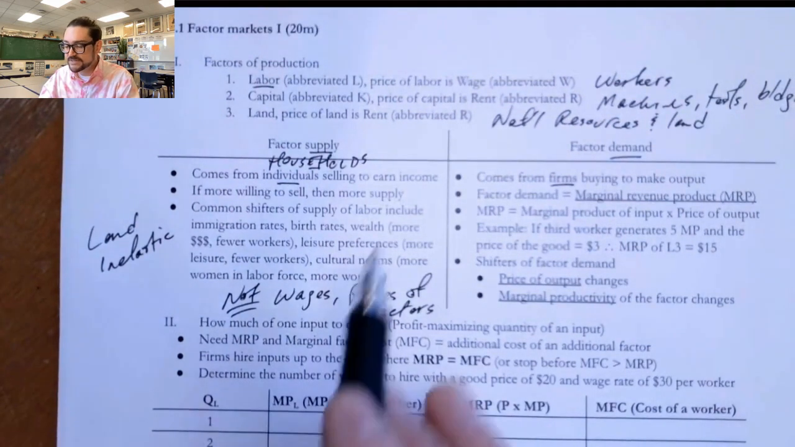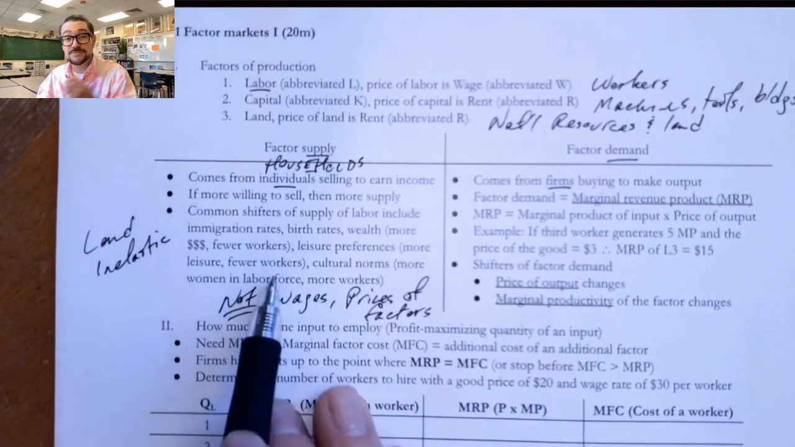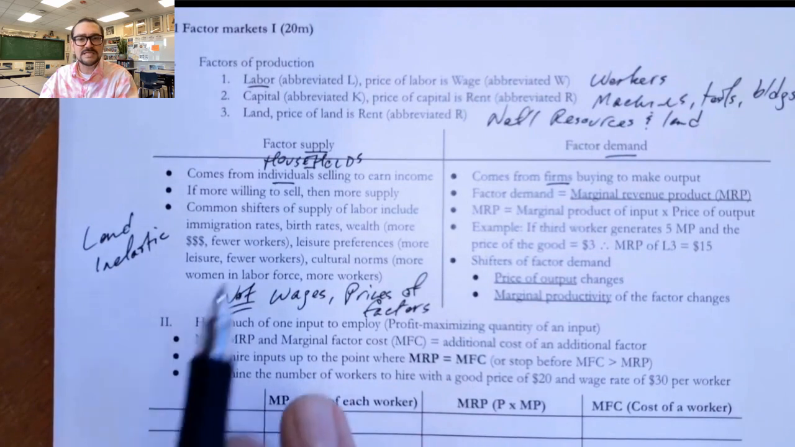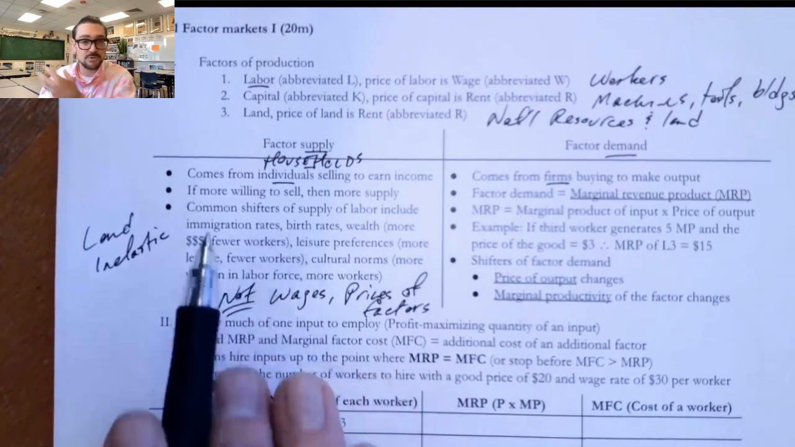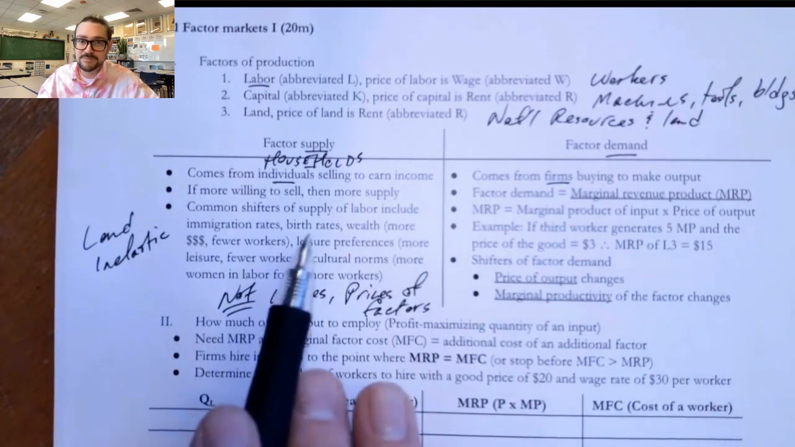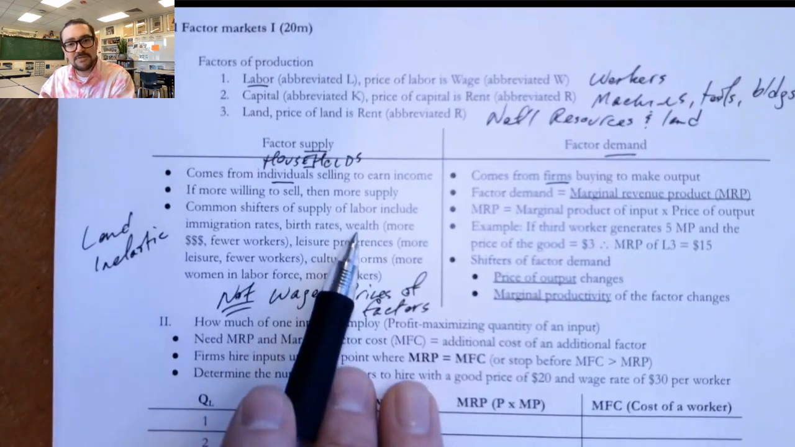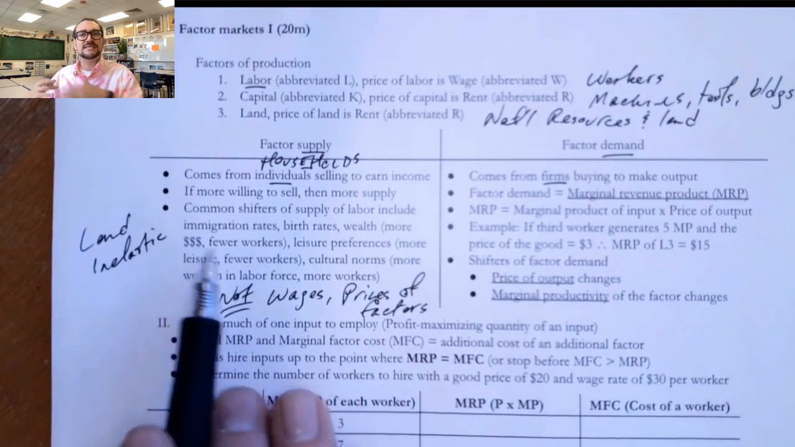But basically, the thing that's actually going to shift the supply, as opposed to the quantity supplied, would be things like maybe more babies or more immigrants, who are more workers, right? More babies eventually grow up to become more workers. If you have more wealth, that actually means that you have less willingness to work.